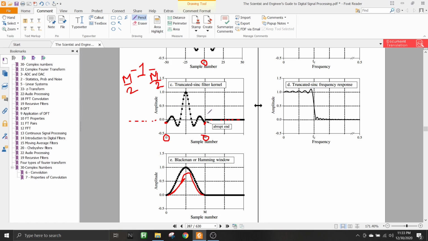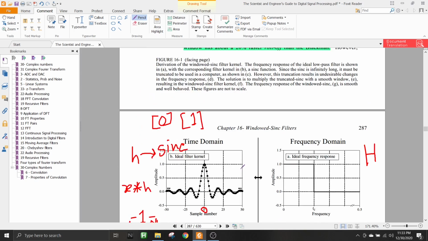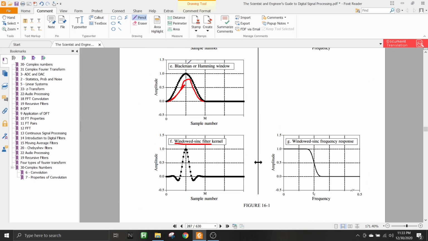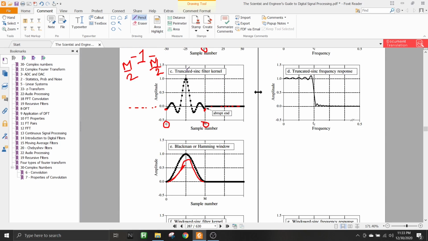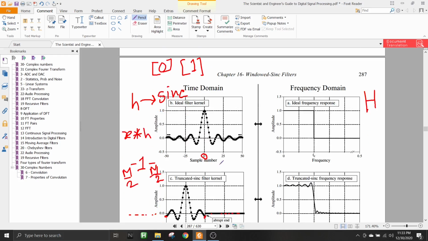This is not the windowed sink. This is the truncated sink filter kernel, and this is the actual windowed sink. The name of this chapter is mainly about this one, the result of the multiplication of Blackman or Hamming window with the truncated sink. Okay, so this is how we obtain the windowed sink filter kernel.